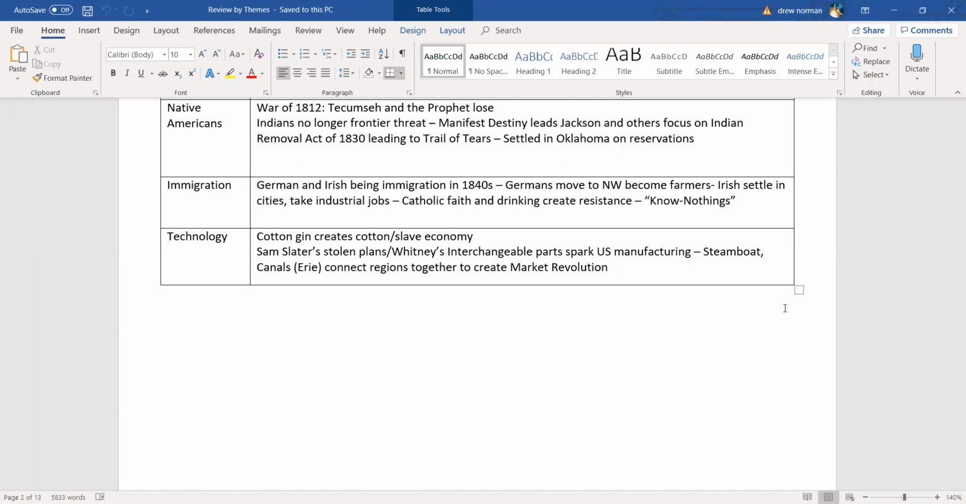Now, I would argue primarily it's economic. They're challenging for jobs, and Americans don't like that. But their Catholic faith and their drinking, their cultural differences, lead them to be discriminated against even more. So this leads to that political party, which I mentioned earlier, the Know Nothings, the very first political party trying to stop Irish and other immigrant groups from gaining a foothold here.